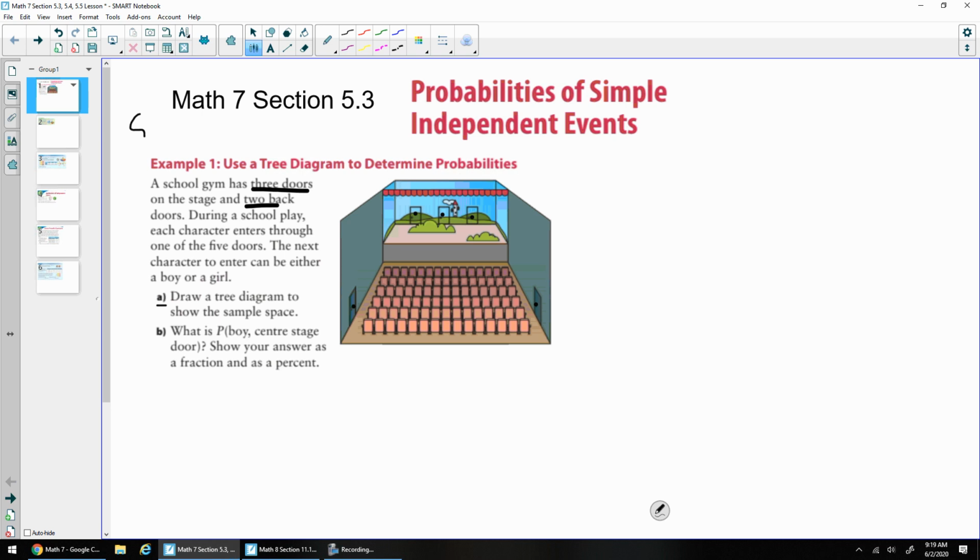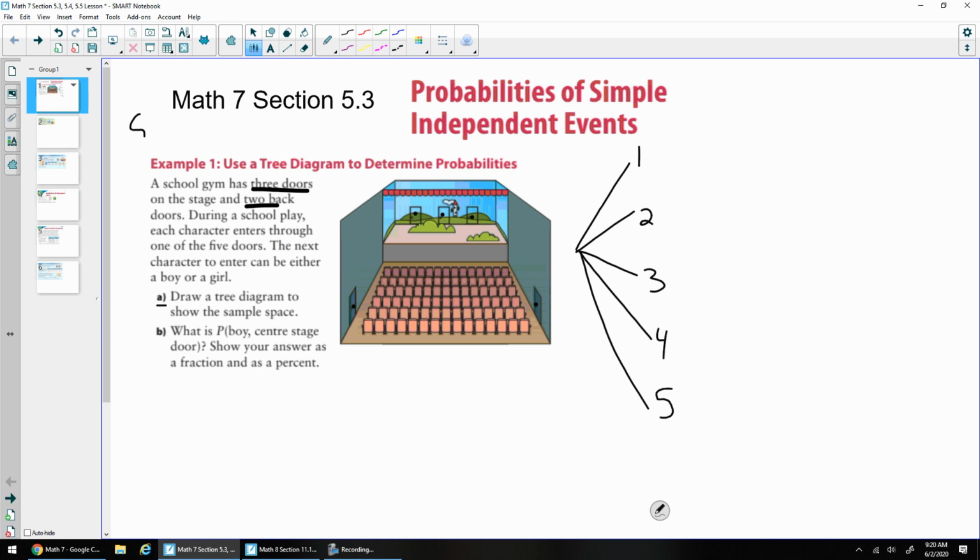The sample space is saying what are the possible outcomes of what door a character goes through and whether the next character is a boy or a girl. So before that first person goes through, there's 5 options that they have. We'll just number them 1, 2, 3, 4, 5. So they can come out of the first door, the second door, the third door, the fourth door, or the 5th door, right? They can come out one of those.